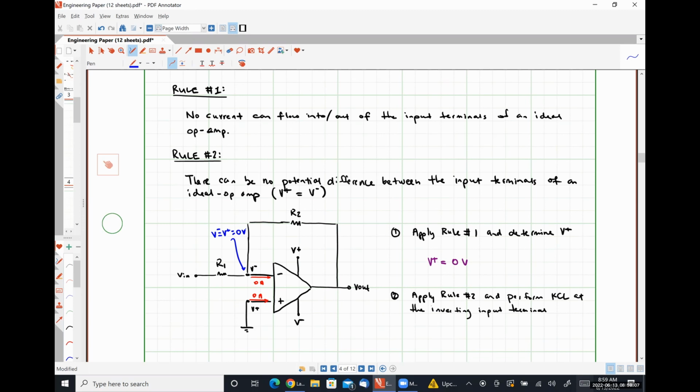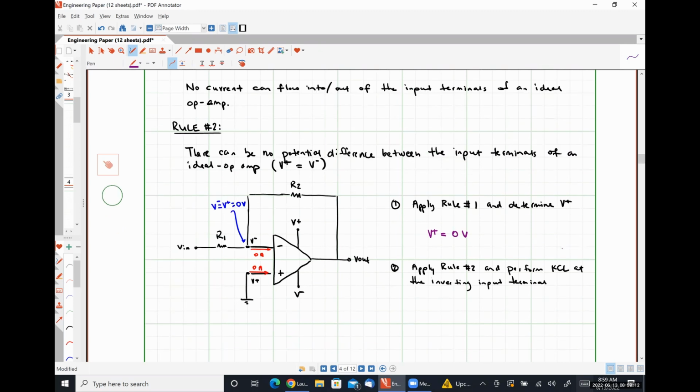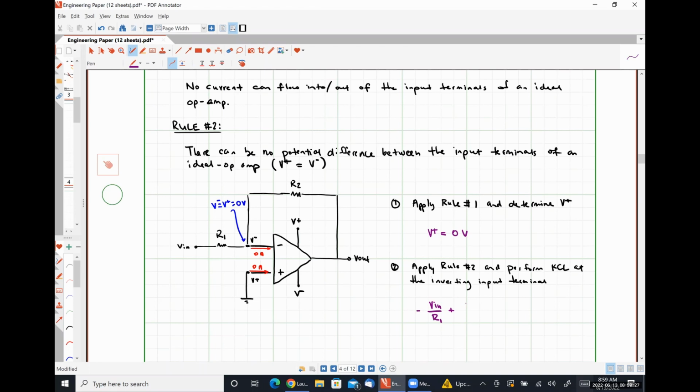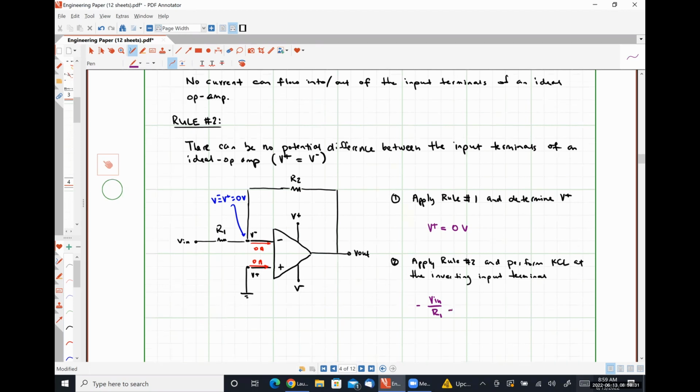And now we're going to write our KCL equation. So we're going to have 0 minus Vn, so negative Vn over R1, plus 0 minus V out, so negative, sorry, screen moved on me, over R2, equal to 0.